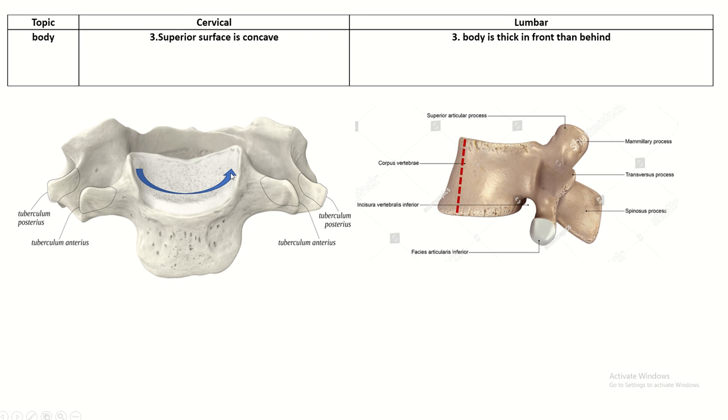The superior surface of the body of the cervical vertebra is concave. The anterior portion of the body of the lumbar vertebra is thicker than the posterior portion of the body of the lumbar vertebra.